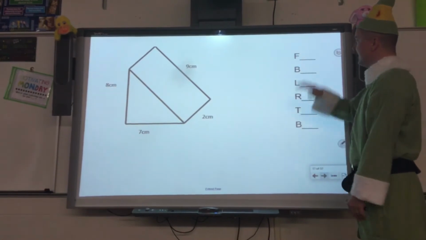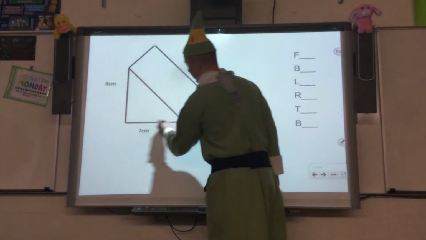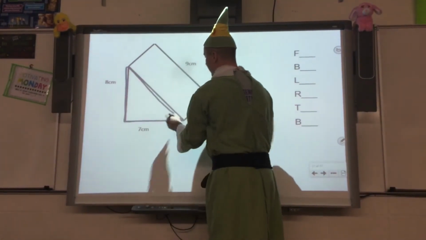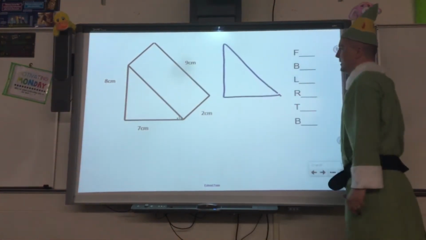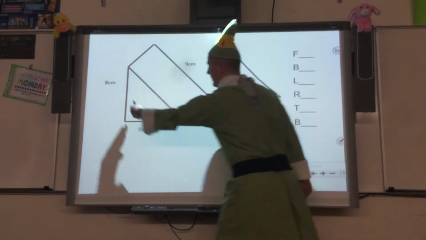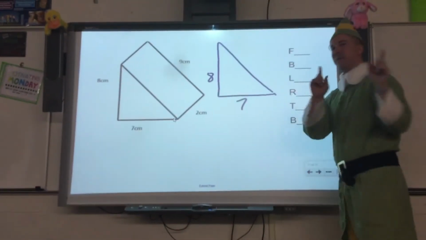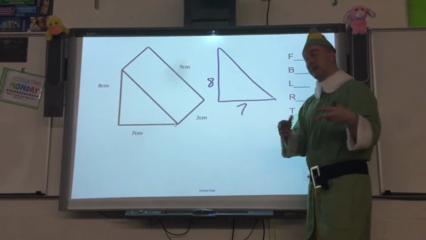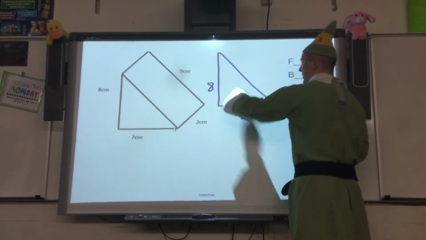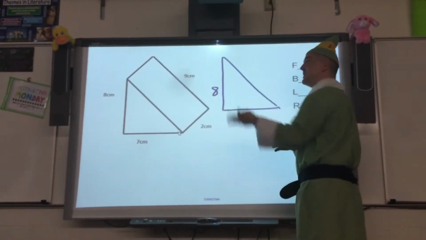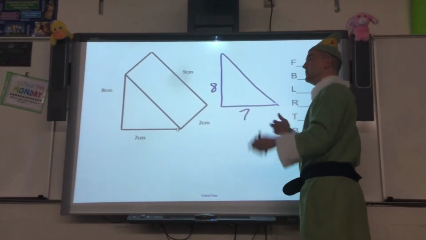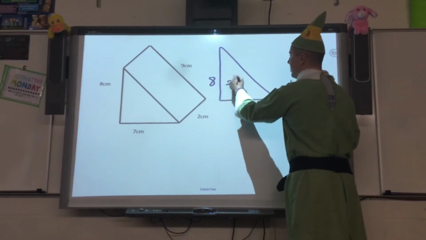So, based on this one, I've got a triangle. And this triangle right here, if I pull it over here, I've got 7 by 8. 7 and 8. But remember, the formula for a triangle is base times height divided by 2. So what I can do is multiply this out, I get 56. 56 divided by 2, 28. So I get 28 for this face.